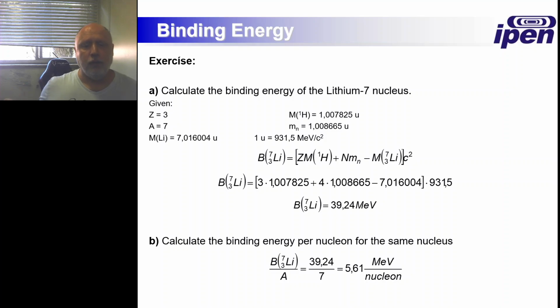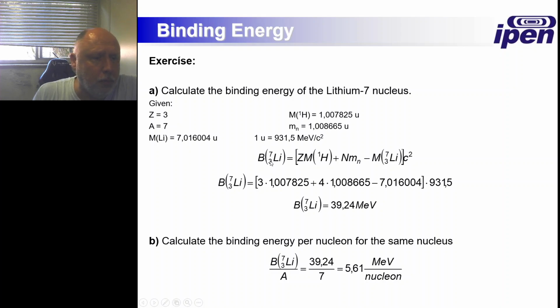Now, just to end this class, I'll put some exercises for you. I won't follow step by step. Then if you have some trouble, you talk to me. But let's say I want to know the binding energy of lithium-7. Lithium means 3 protons. So we have here the mass of lithium-7.